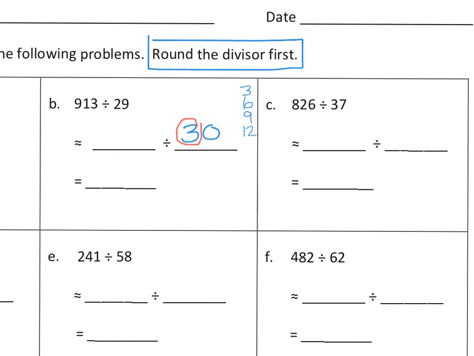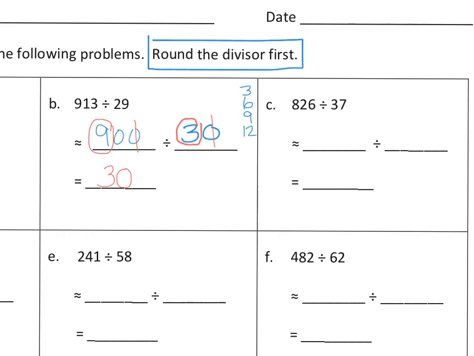Because what I'm going to do is look at the first digit in 913, and that's 9. Is 9 one of the multiples of 3? Yes, it is. So we're going to say, okay, 913 is close to 900. And we're going to go ahead and circle the 9, because 9 divided by 3 is a basic math fact. You should know that 9 divided by 3 is 3. And now I'm going to go ahead and cross off one 0 in 30 and one 0 in 900. And our quotient, our answer, is going to be 30.